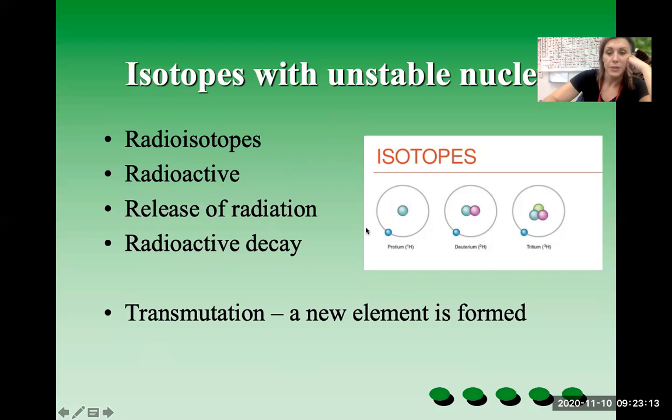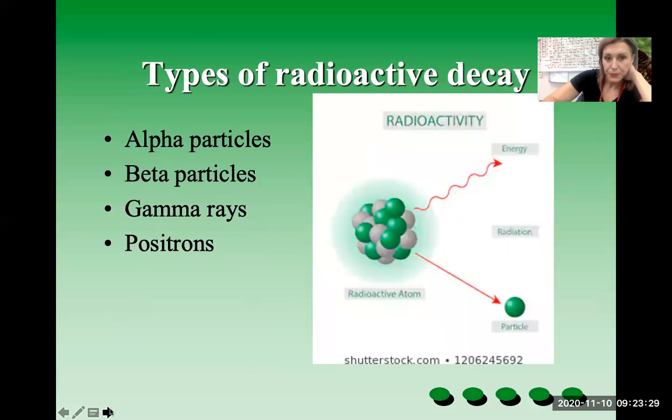So here are some isotopes of hydrogen. Hydrogen has 3. Protium has 1 proton, 1 electron. Deuterium, I can never say that, has 1 proton, 1 neutron. Tritium has 1 proton, 2 neutrons. So there are 4 types of radioactive decay. When things are breaking down, we're going to talk about each of those.